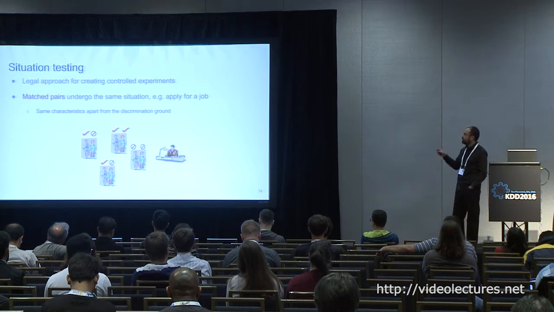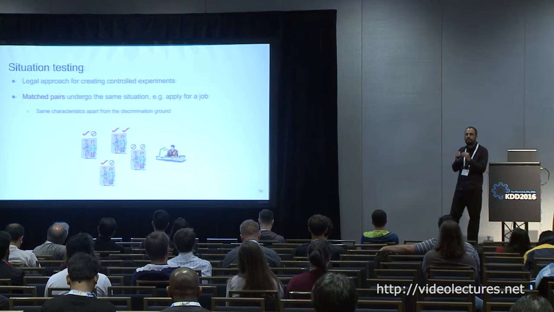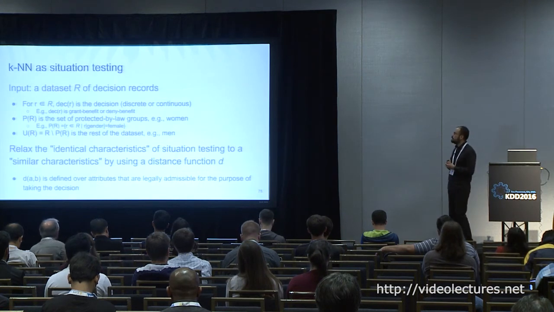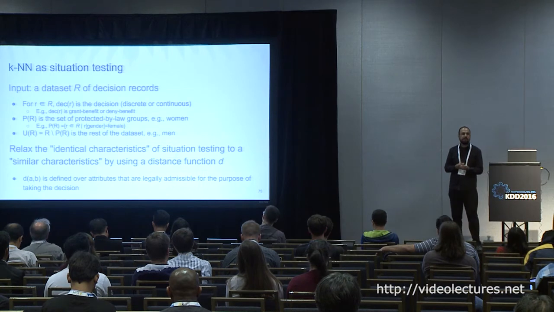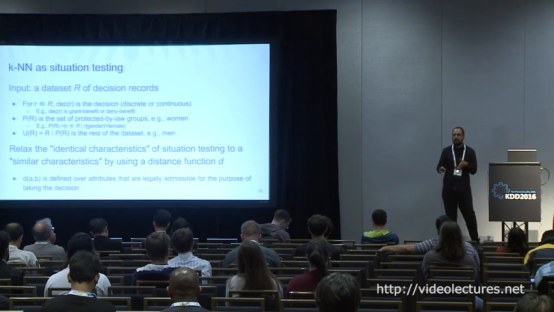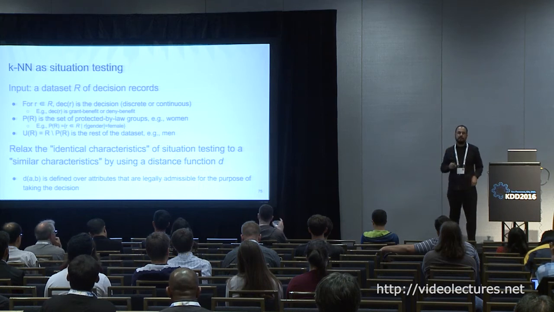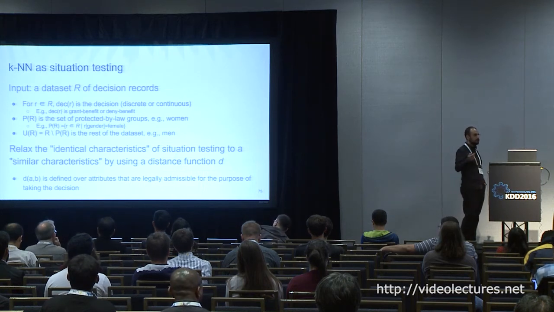So the idea is to find these pairs of people that, of course, are not going to be identical, but are going to be very similar in certain attributes, right? This idea is pre-existing. Now, what is new in this paper is that they say, well, let's use this idea of situational testing, let's use K-Nearest Neighbors, and let's find out whether individuals are being discriminated against or not. How do we do it?